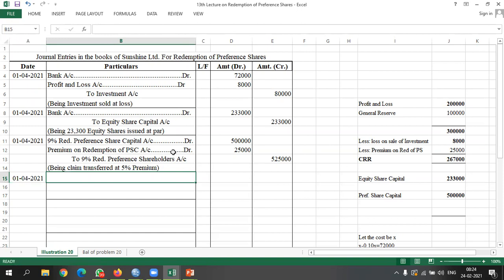Entry will be profit and loss account debited to premium on redemption of preference share capital account.